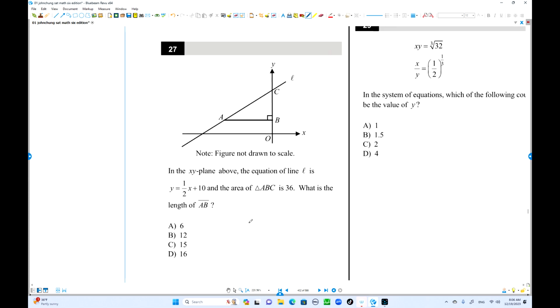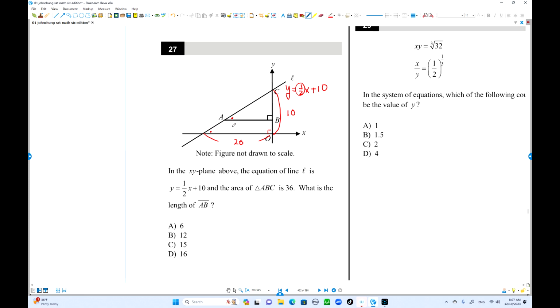This is number 27. We have y equals 1 over 2 x plus 10. This is 10, right? Y intercept is 10. Slope is 1/2. So this side is how much? Twice, 20, right? So 10 over 20, that's the slope 1 over 2. Okay. The area of triangle ABC is 36. Because they are similar, right? Because this is a right angle.